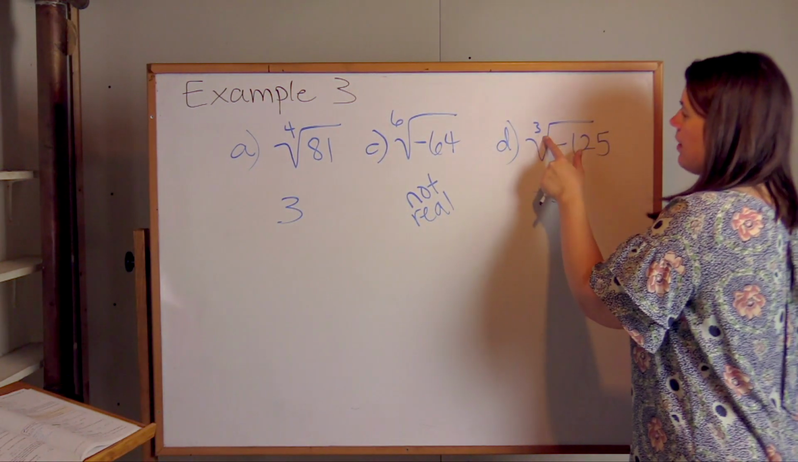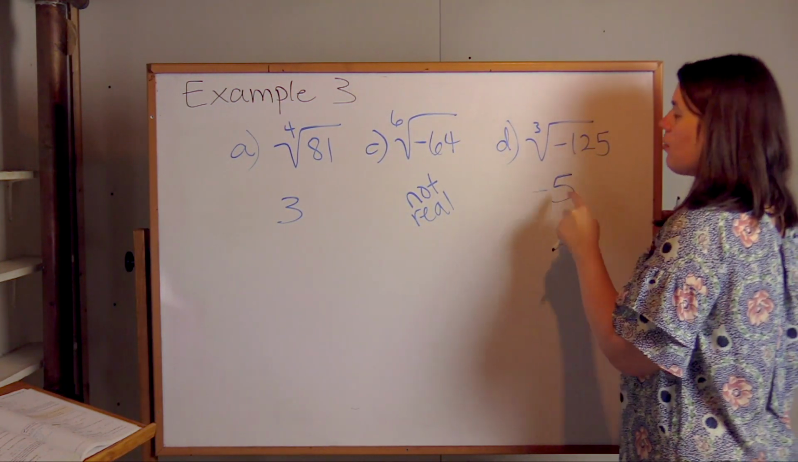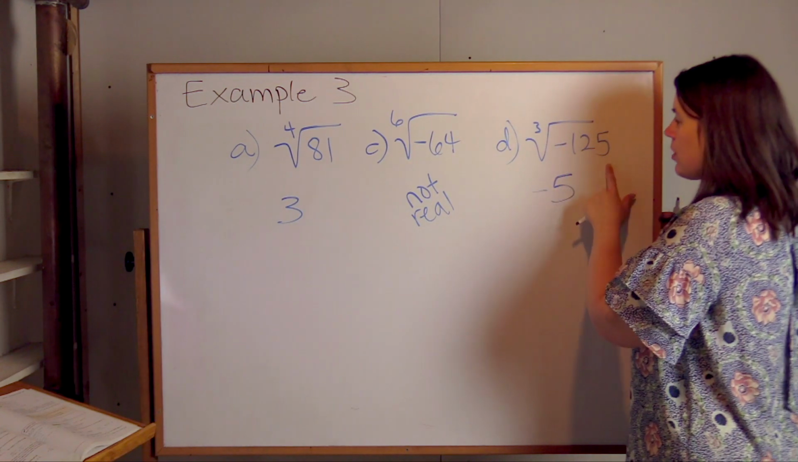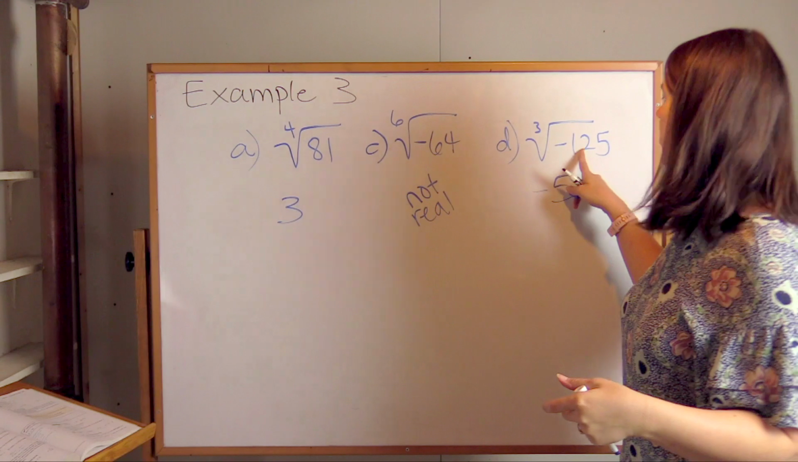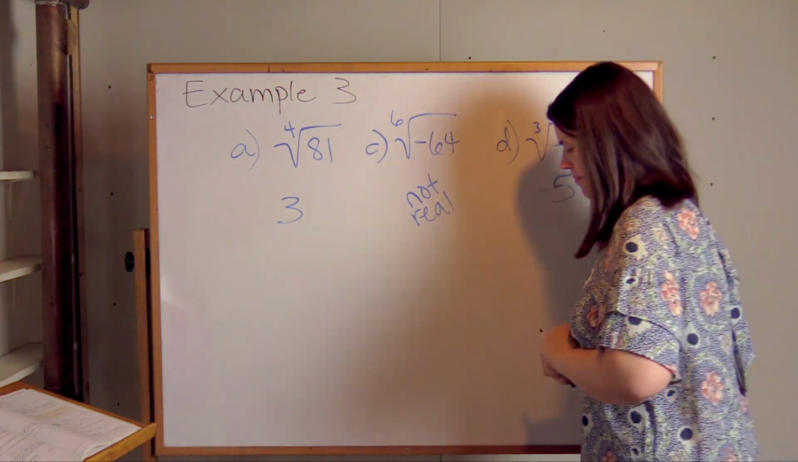Negative 125, take the cubic root of that. So what times what times what equals negative 125? Negative 5 times negative 5 times negative 5 equals negative 125.